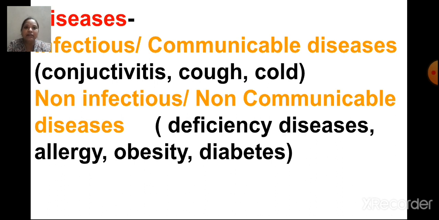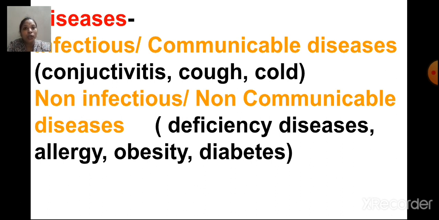Now, diseases. Broadly, diseases can be divided into two types: infectious or communicable disease, and non-infectious or non-communicable disease. Infectious diseases can transfer from one person to another, and are called infectious or communicable diseases. For example, conjunctivitis, cough, cold, etc. can be easily transmitted from one person to another. Like COVID also, right? You know that COVID can be very easily transferred from one person to another. So these are communicable diseases.